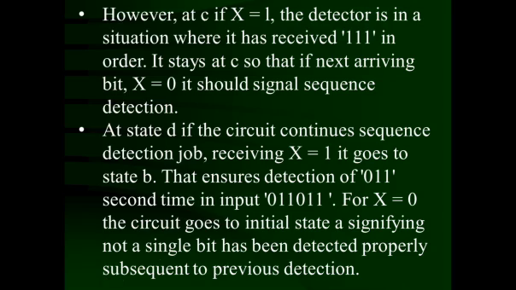So at the state D, if it receives 1, it will go to the state B. But if it receives 0, x is equal to 0, then none of the bits in a sequence is detected. Then it will jump to the initial state A only.